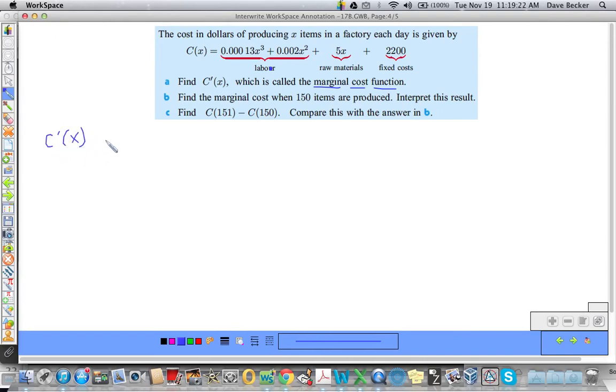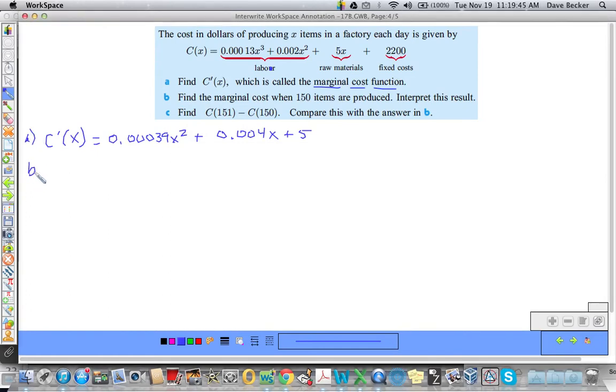I'm going to cheat and tell you that is equal to 0.0039x squared plus 0.004x plus 5. I guess it's really not cheating, it's not that hard. Okay, so that's A.